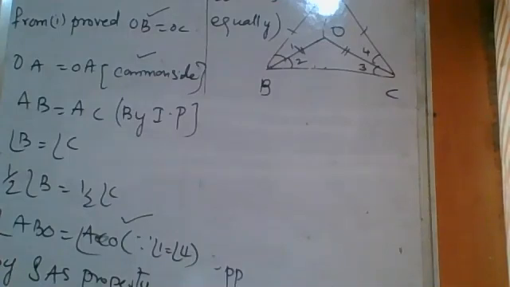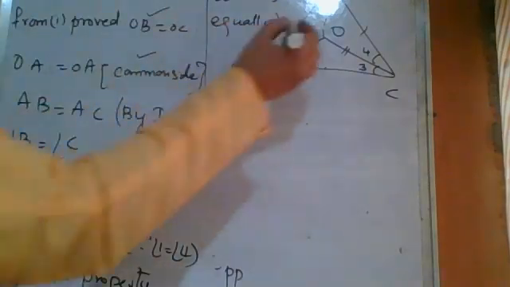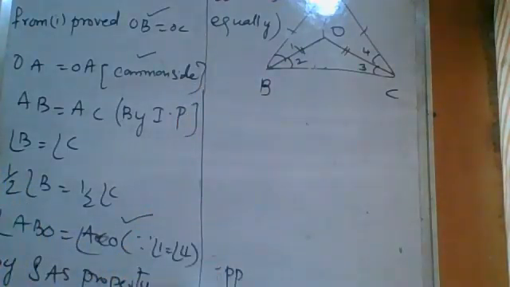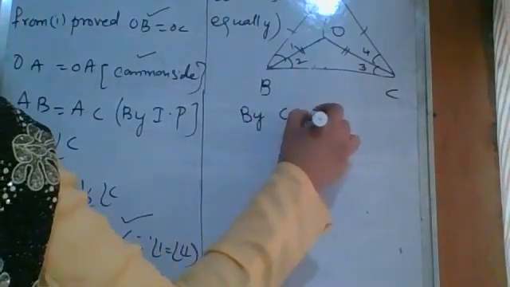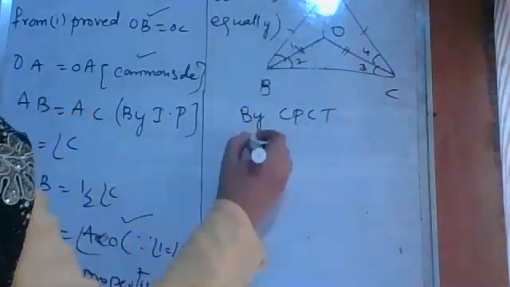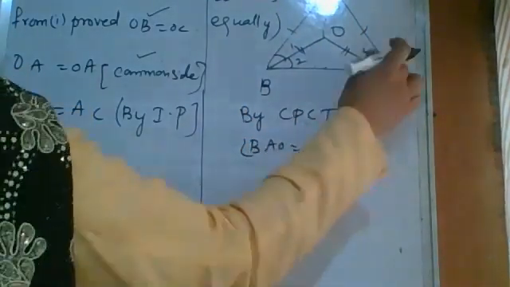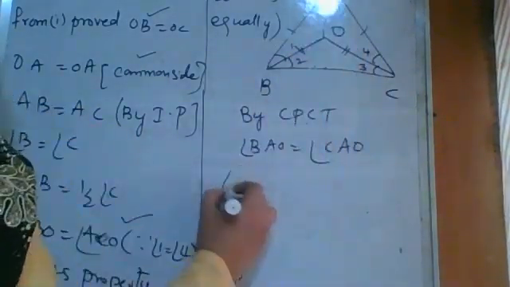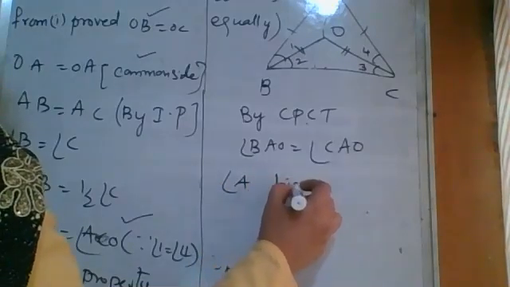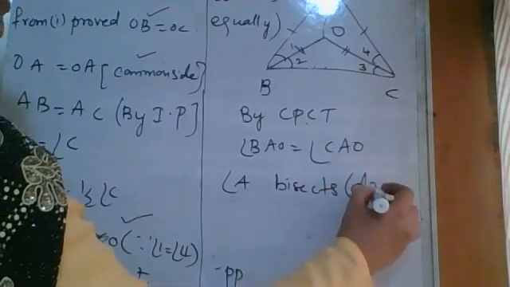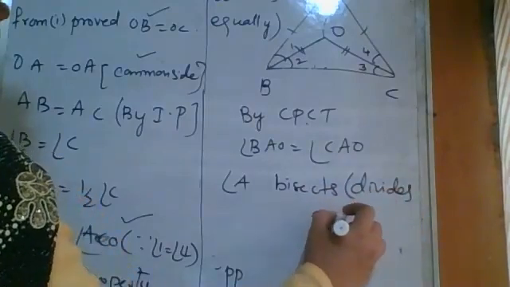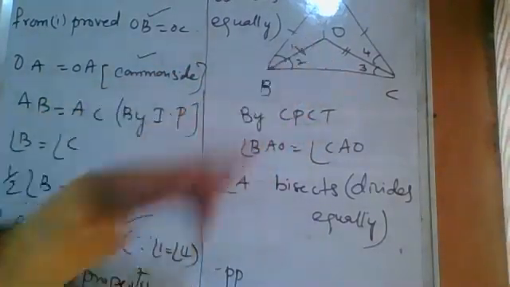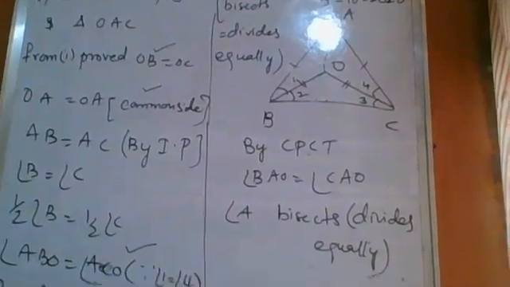Now, if these two angles are equal, then what can we say by CPCT? These two angles are also equal. Suppose angle 5 is equal to angle 6. By CPCT, angle BAO is equal to angle CAO. What is this angle? A bisects. What is the meaning of bisect? Divides equally. By CPCT we can say these two angles are equal.